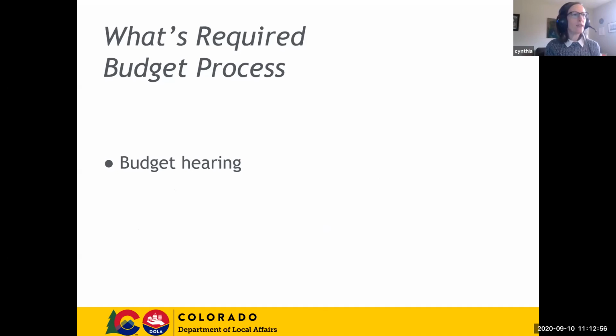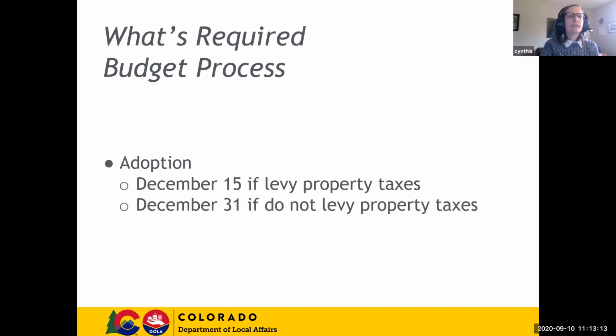After posting, then there's a budget hearing. And this is where the public has an opportunity to comment on this proposed budget. And usually this is happening at the same meeting as the next process in the budget law, which is budget adoption. And as Thomas has already talked about, for local governments that levy property tax, this adoption has to happen before the mill levy certification to the county.